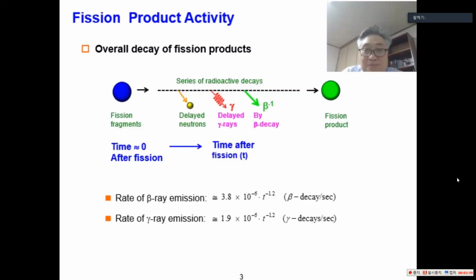The time after fission we call T, small t, and the rate of beta emission is 3.8 times 10 to the minus 6 t to the minus 1.2. That is what we measured, and the gamma ray emission is 1.9 something. This is the number we measured, and from this number we will calculate something.